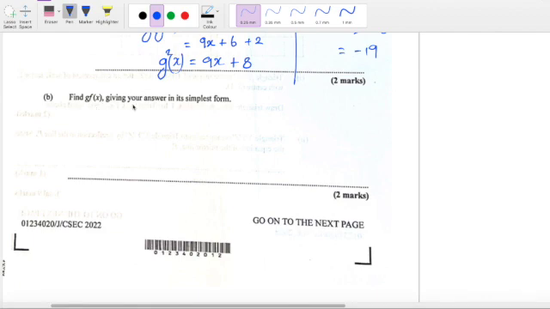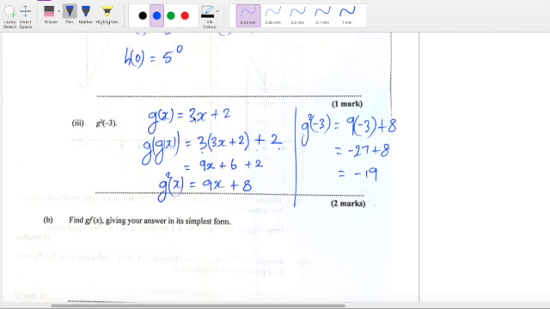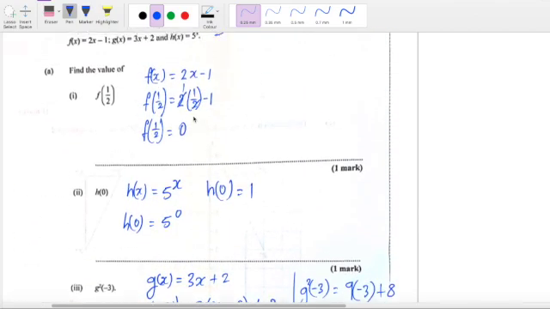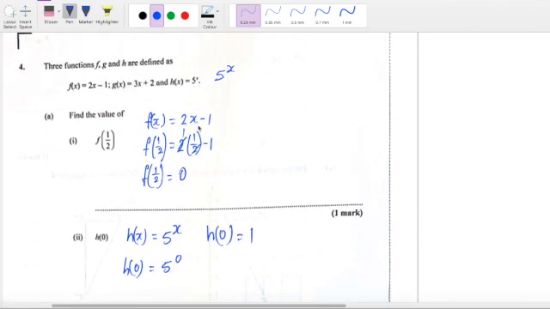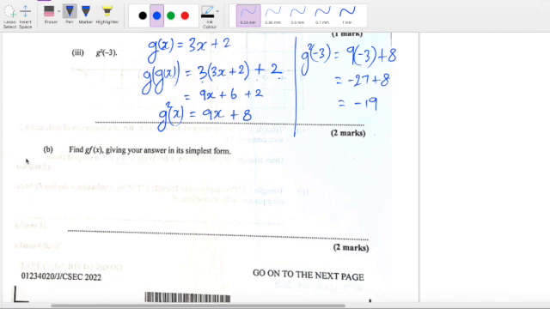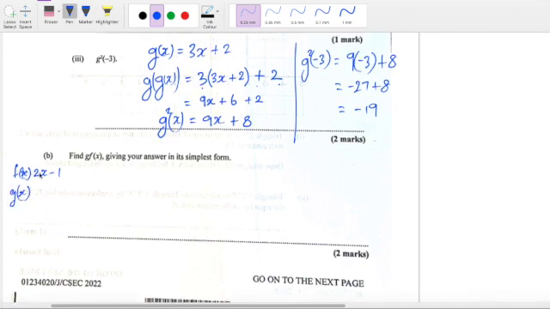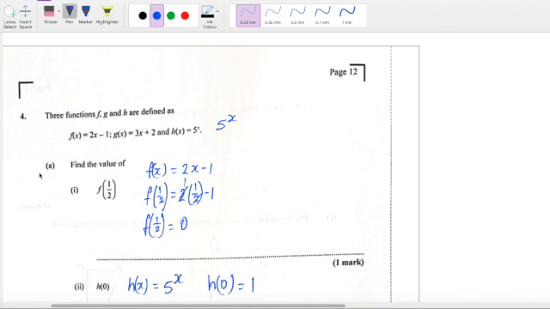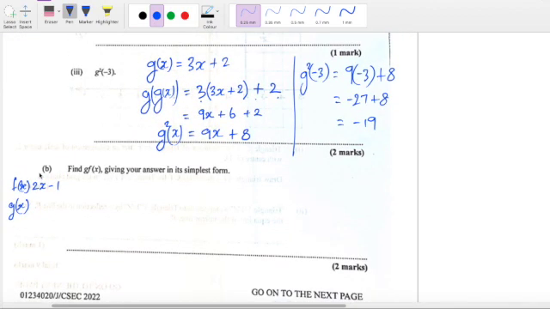Find gf of x, giving your answer in its simplest form. So let's just write down what f of x is. 2x minus 1. So f of x is 2x minus 1. And let's just write down what g of x is. 3x plus 2. Yes. 3x plus 2. Equal sign there.